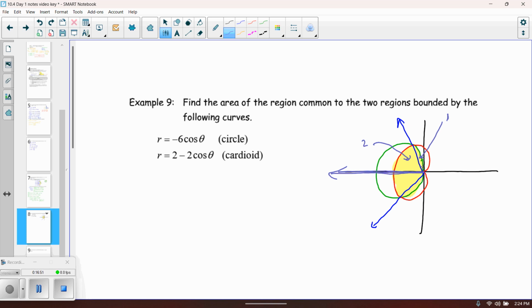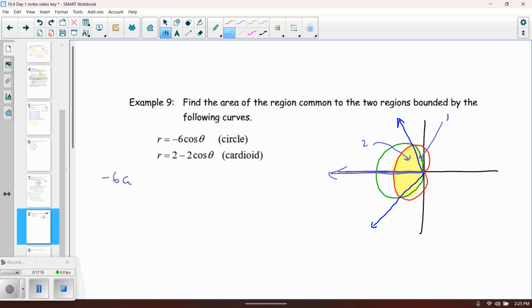The second region, region 2, is going to be between your intersection point and it looks like probably pi, but it's only going to be within the cardioid. We don't need to worry about the region of the circle. That's going to add up to be the common region. So you have to separate this and do two separate integrals. So first of all, let's find the intersection.